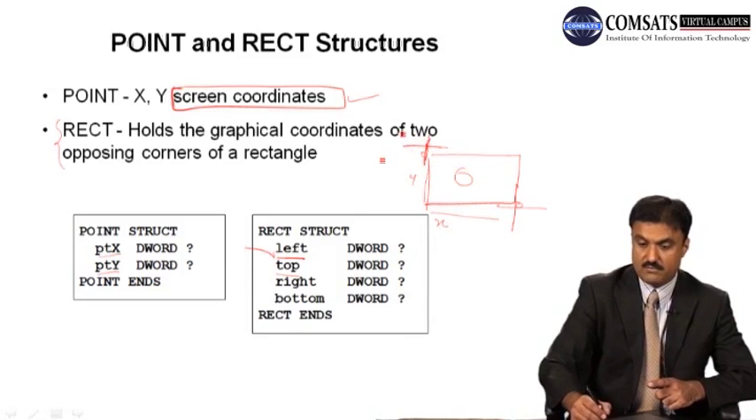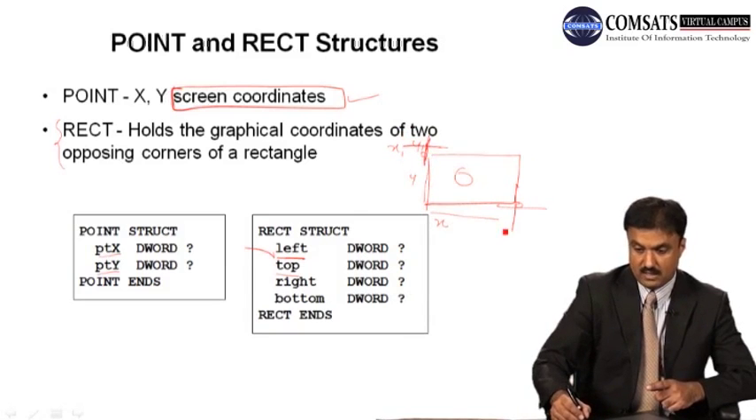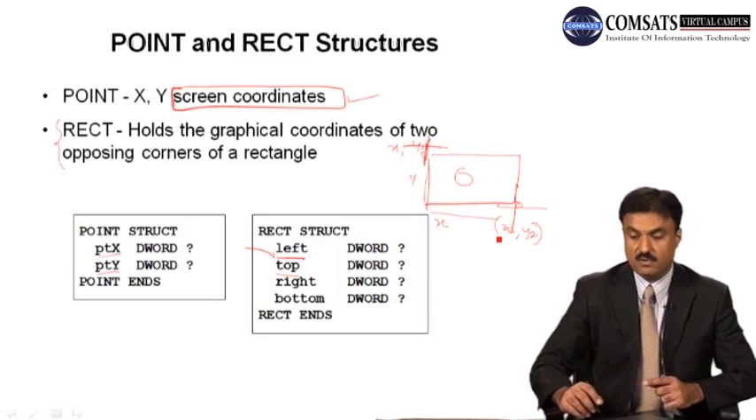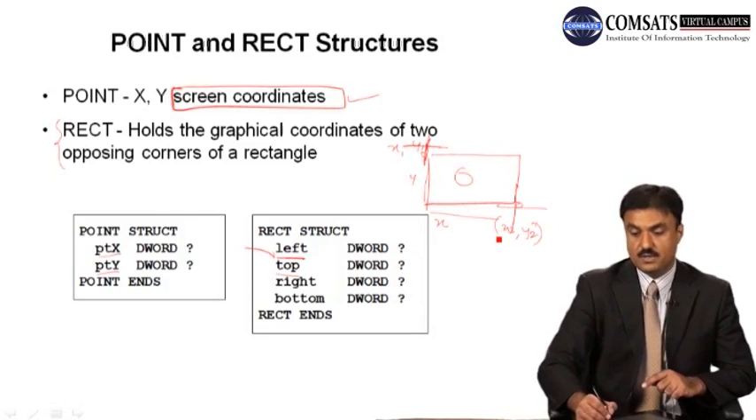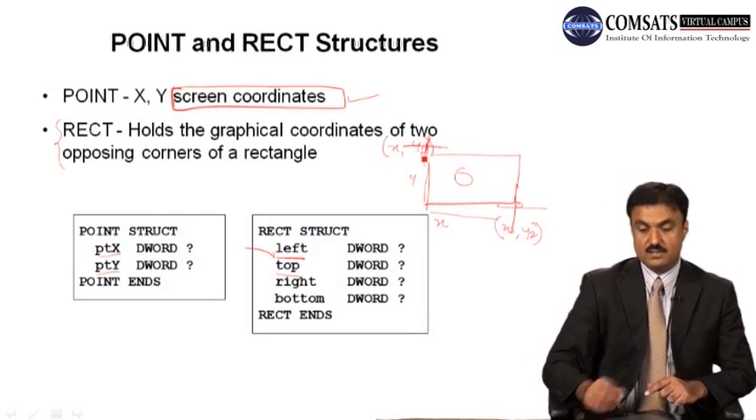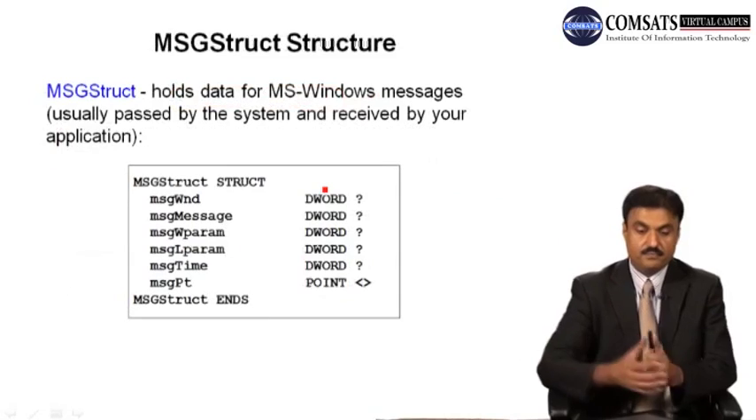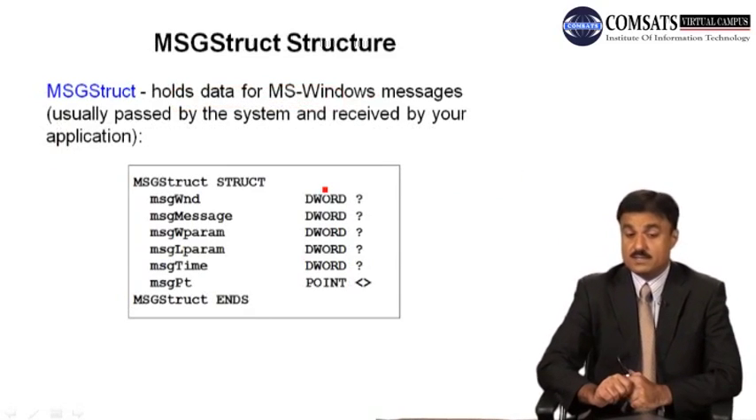So first one is the left, so it will be x1, y1, and then we have x2, y2, and so on. All this information should be there. So x1, y1, and x2 and y2, this information will be stored inside this rectangle structure and so on.